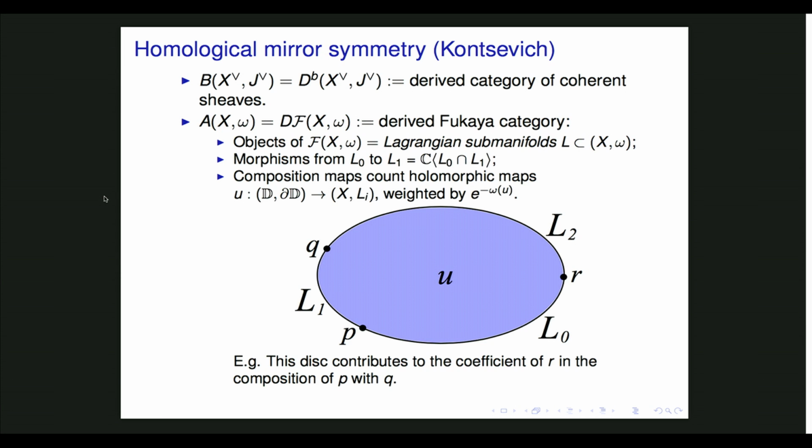So here's an example of a holomorphic disk u. It has boundary on these Lagrangians L0, L1, and L2. And there are 3 intersection points, P, Q, and R. And the count of these holomorphic disks contributes to the coefficient of R in the composition of the morphism P from L0 to L1 with Q from L1 to L2. And the D out the front denotes a certain formal algebraic enlargement.